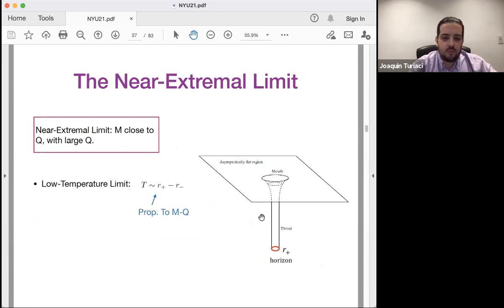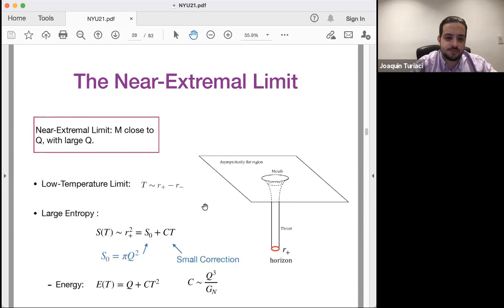So why this limit? Let me now describe some properties of this limit. First of all, it's a low temperature limit. If you look at the temperature of the black hole, it's proportional to R+ minus R-, which happens to be proportional to M minus Q. So if we take M to be close to Q, then the temperature will be small.